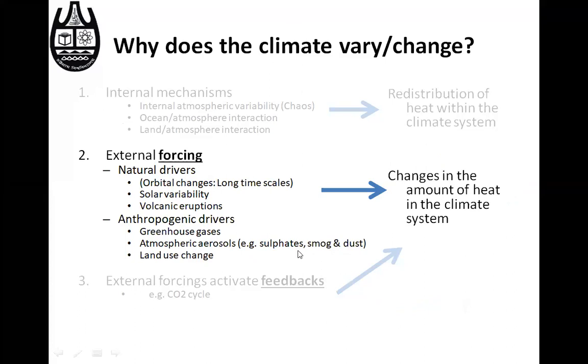Let's discuss the external forcing. External forcing is a force that is coming from the outside to trigger climate variability or climate change. So we can divide it into two parts. One is natural drivers, another is anthropogenic drivers.